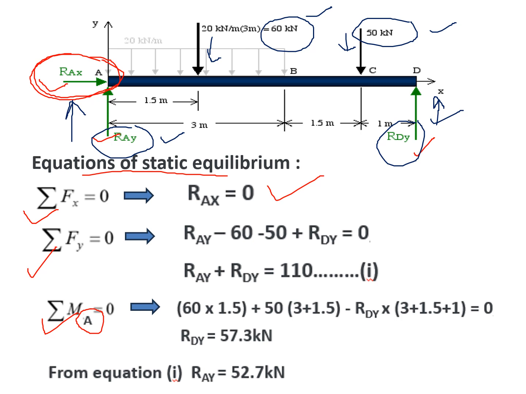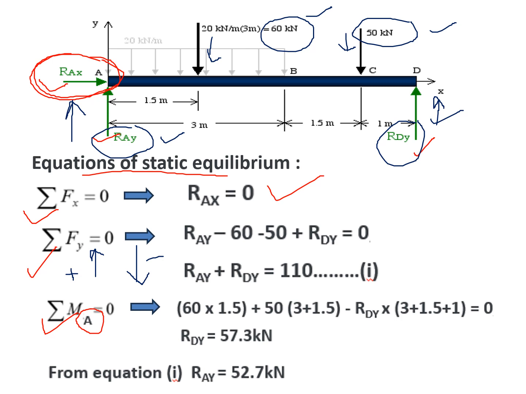So we have to take some sign convention because the directions are opposite to each other. So what do we do? We take the upward direction as positive, and the downward reaction we take as negative. This sign convention we generally use.